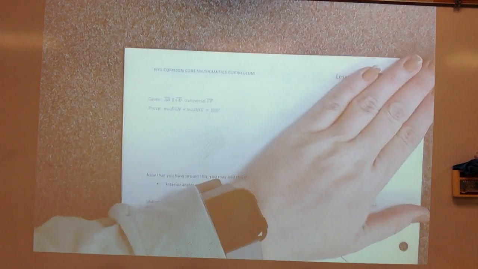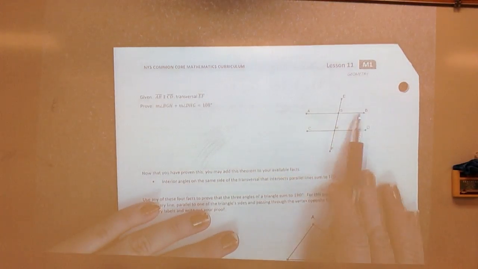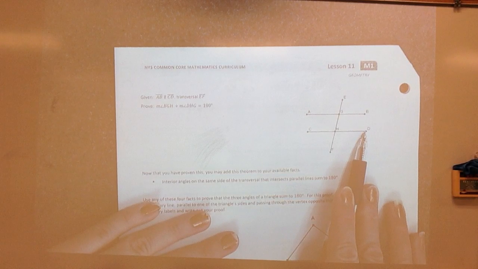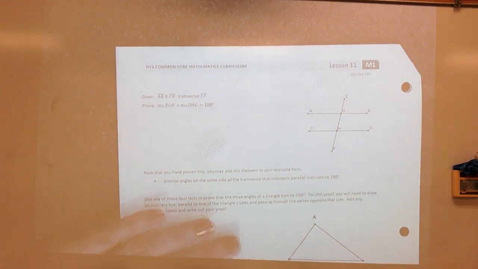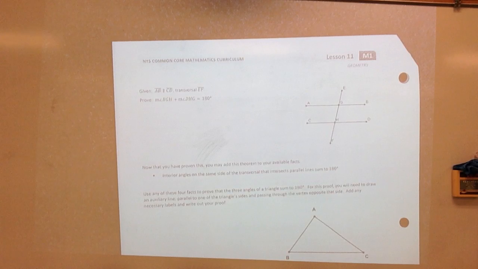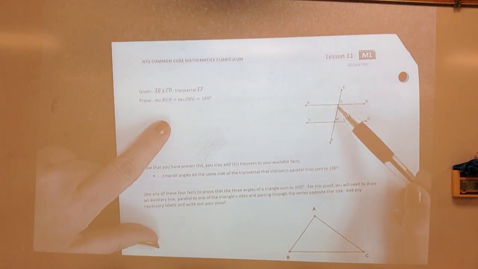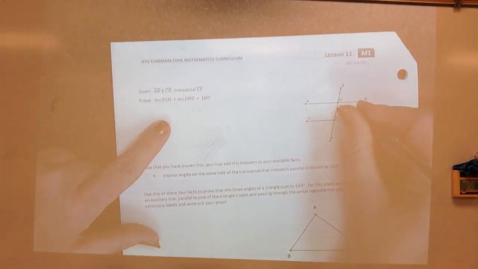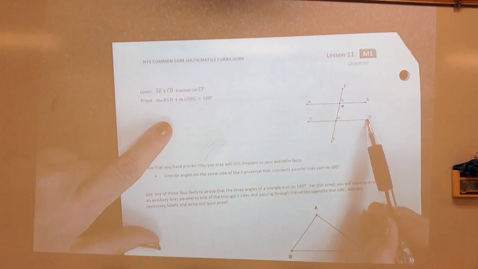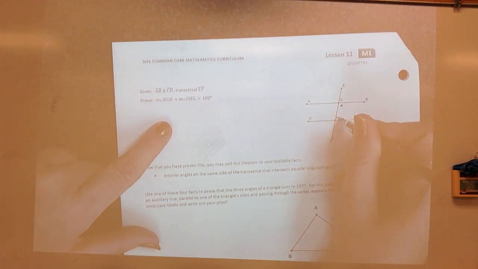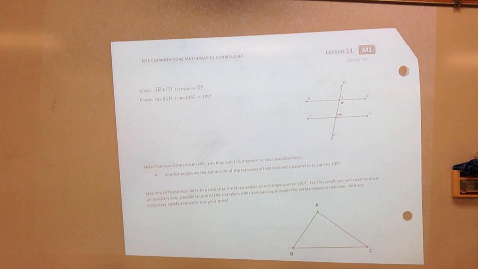All right, so we've got to turn our page here for this. So we're given that segment AB is parallel to segment CD, and that EF is the transversal. So it wants us to prove that the measure of angle BGH, this angle right here, and measure of angle DHG, this angle right here, equals 180 degrees.